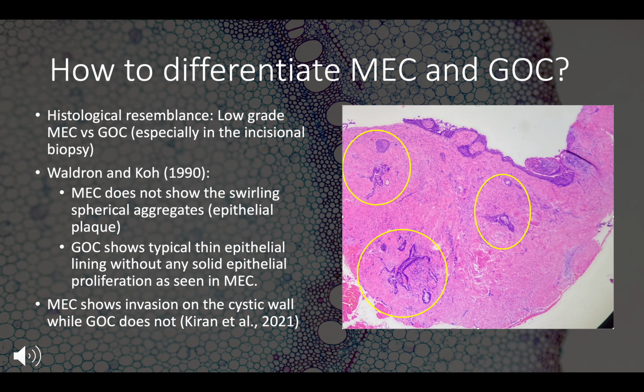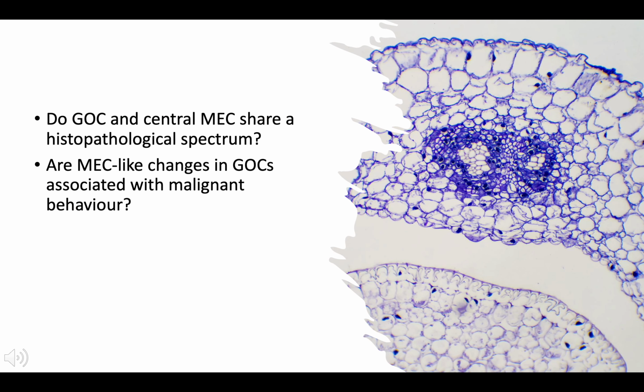Remember this photomicrograph which I showed earlier? We can see there are a few epithelial islands within the cystic wall. So we were not sure whether this is just a manifestation of GOC or something related to a low-grade mucoepidermoid carcinoma. In addition, do GOC and central mucoepidermoid carcinoma share a histopathological spectrum as in our case? And are there any mucoepidermoid-like changes in GOC that are associated with malignant behavior? These are the two questions that are still being validated by researchers.